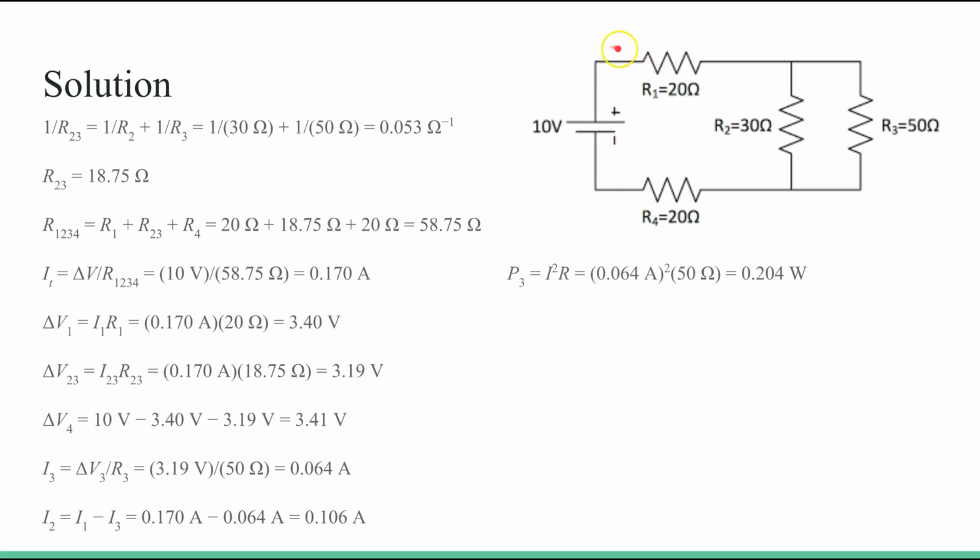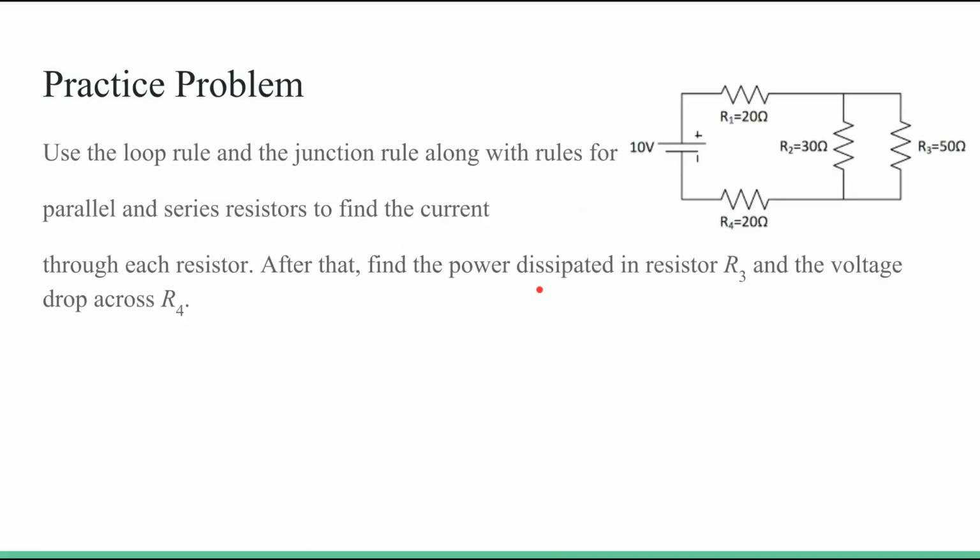So if you're efficient, you could find that R1 and R4 will have this current flowing through them, because R1 is the first resistor to receive this current and is in series with the battery. So it will receive the current of 0.170 amperes. Well, it does split at this junction, but it also meets back before it goes to R4. So it will also receive the full current as well, 0.170 amperes. So we already found currents I1 and I4.